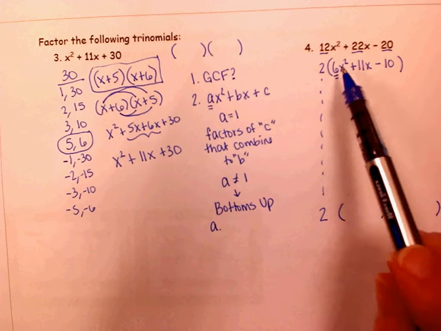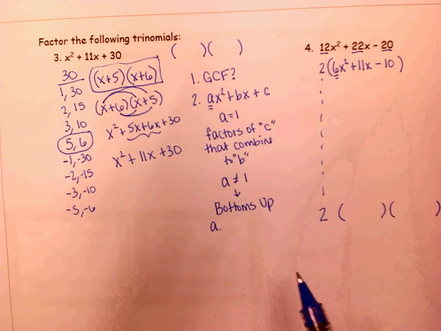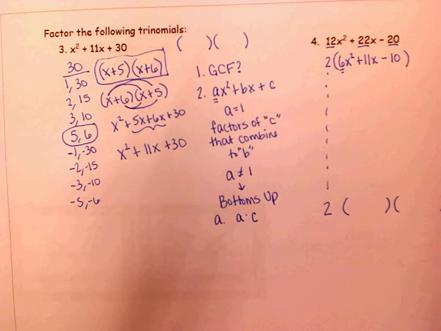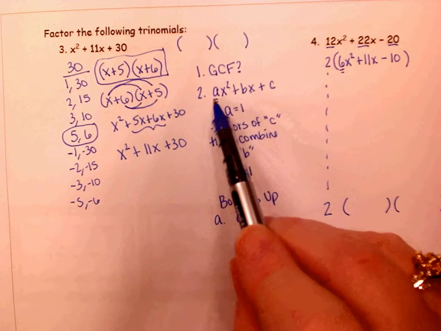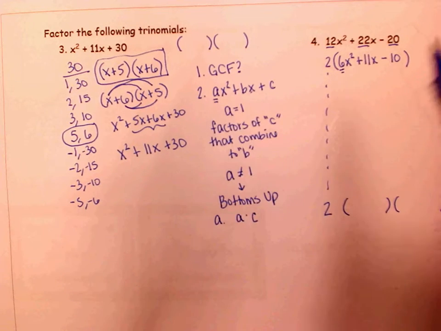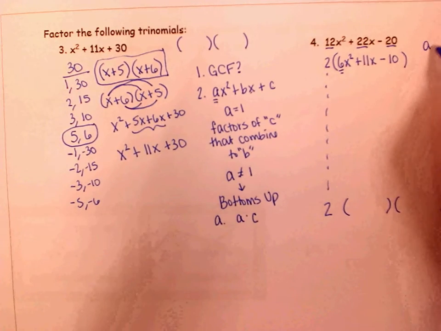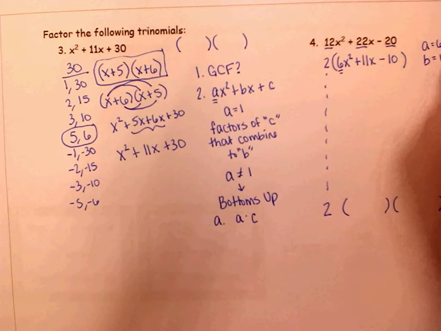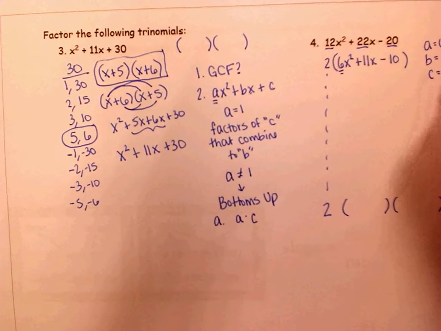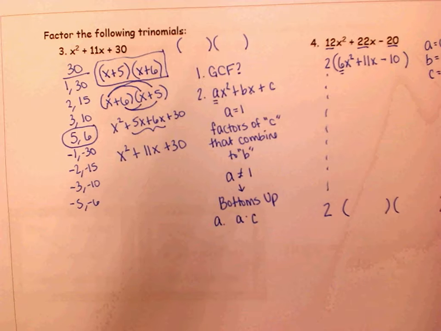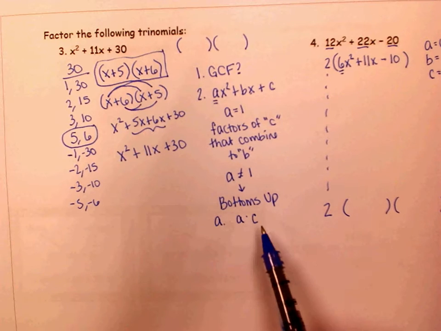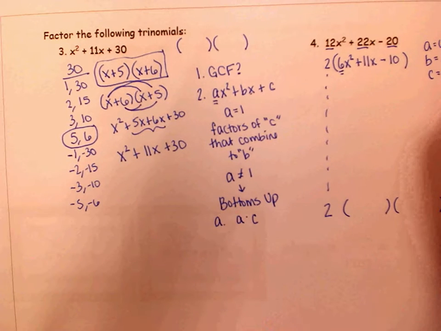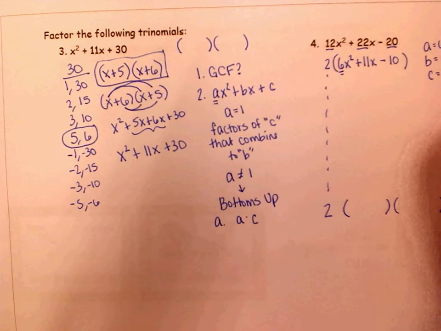So this is the trinomial we're factoring now with the bottoms up. So the first thing you're going to do is you're going to multiply your a times your c. So remember, your a is your coefficient of your squared term. So our a value is 6. B is the number in front of x, so our b is 11. And c is your constant, so our c is a negative 10. That sign goes with that number. So when I multiply a times c, I have 6 times negative 10, which is a negative 60.